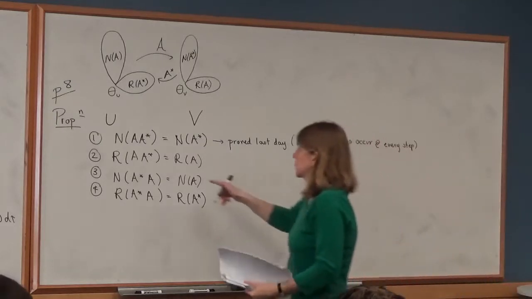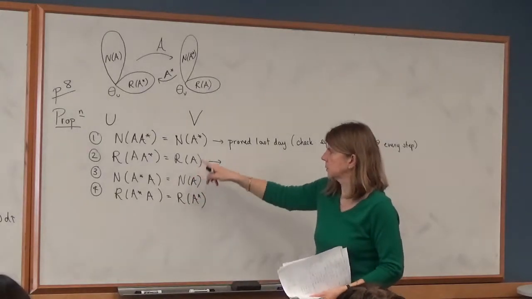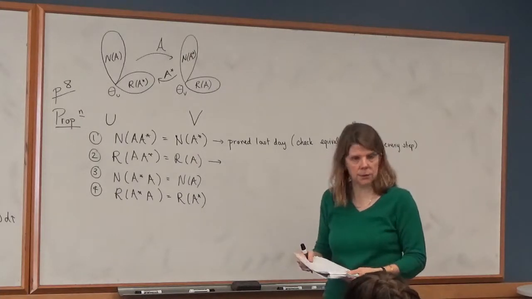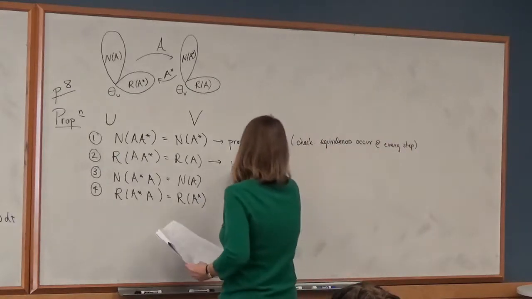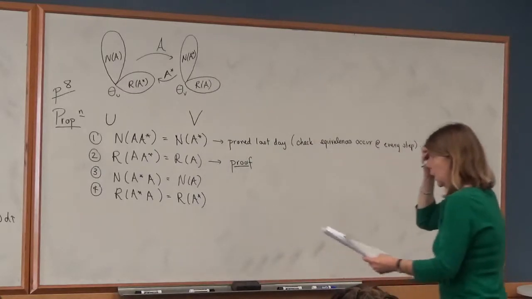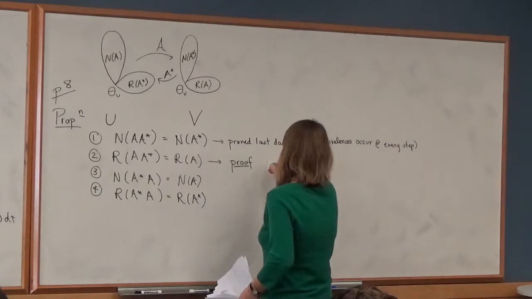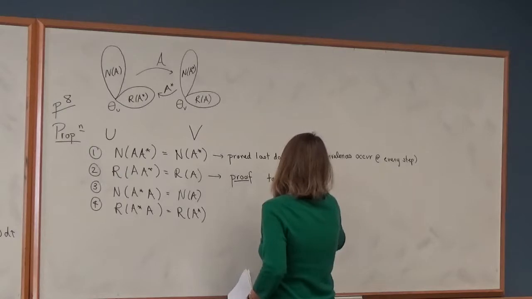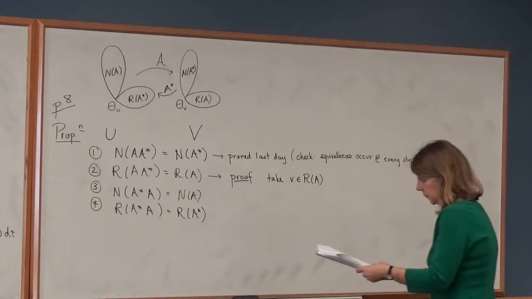Okay, so let's prove 2. Once we've proven 2, we've also proven 4, and now that we've proven 1, we've also proven 3, because you can just replace A and A star in those. All right, the proof of this is a nice little proof. We're going to start with a vector V, so let's take a vector V which belongs in the range of A.